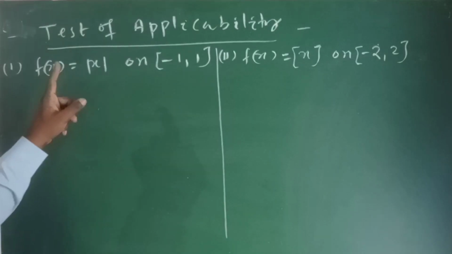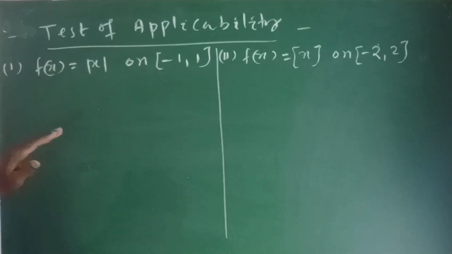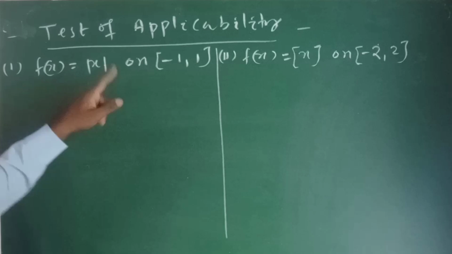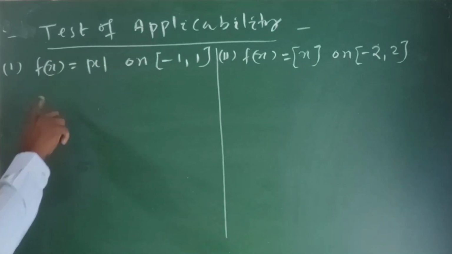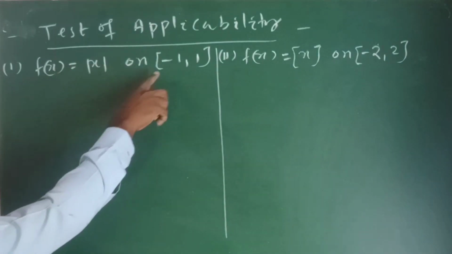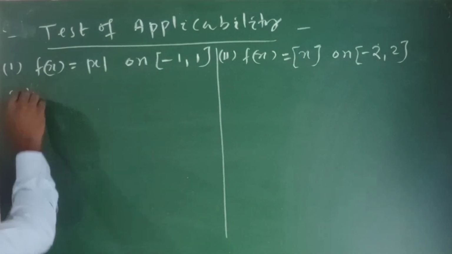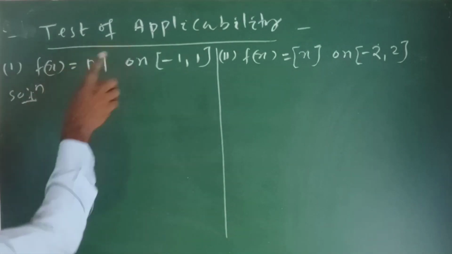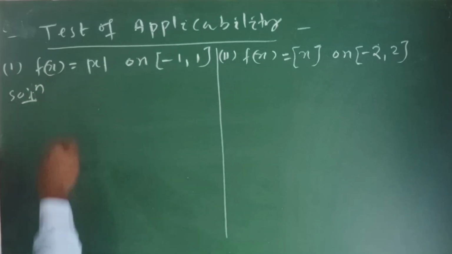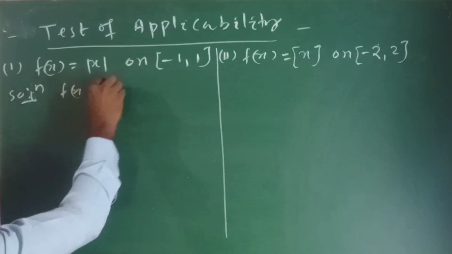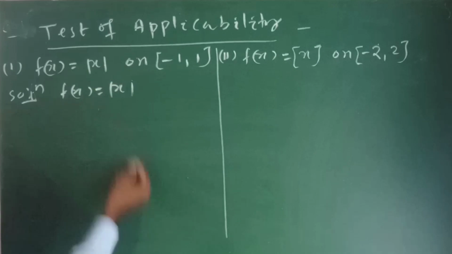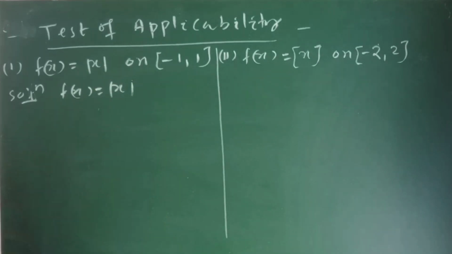Next is test of applicability. The question is to test whether Rolle's theorem can be applied to this function or not. The given function f of x is mod x on the interval minus 1, 1. Now, how can we test whether Rolle's theorem can be applied or not? Given f of x is equal to mod x, we have to test the three conditions. The first condition is the function should be continuous.